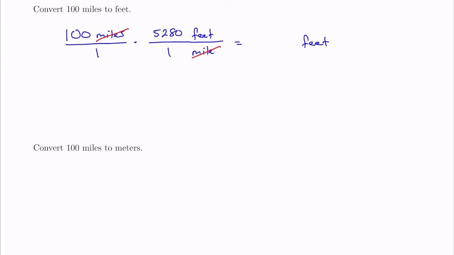Multiplying those together, we end up with 528,000 feet. And so we conclude with a statement that 100 miles is 528,000 feet.